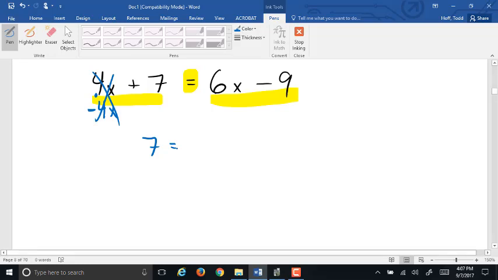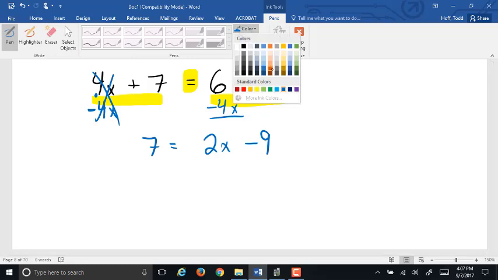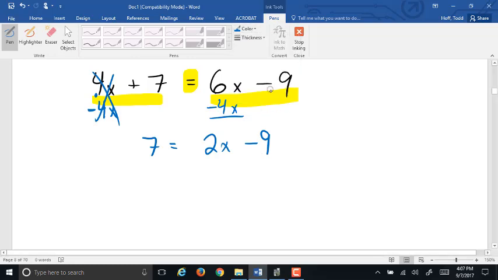But as we said before, to keep this scale balanced, anything we do to one side, we must also do to the other side. So we have to subtract 4x from over here somewhere. Where's the only place we can subtract 4x from? The 6x. Good. 6x minus 4x is 2x, and we still have the minus 9. Now this is in a form that looks familiar to us. What do we do next? Add 9. What's that give us?